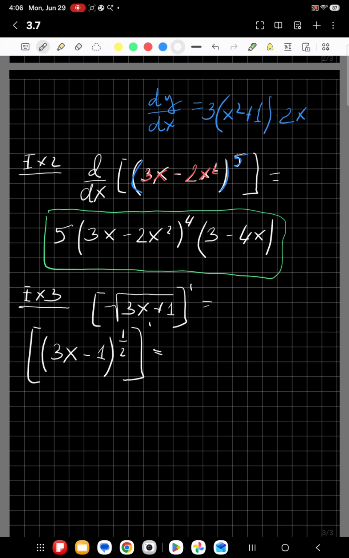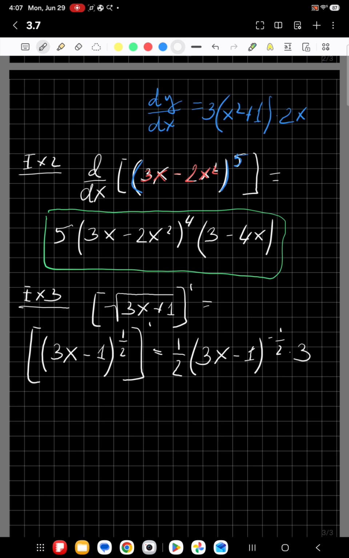Okay, so the derivative of the outside. The outside is that half, so that half will be in the front. And then we have the inside unchanged, so 3x minus 1, and then the power: I'm subtracting that 1 from that half, so half minus 1 is negative half. And then the last thing, we take the derivative of that inside. So times 3. The derivative of 3x is 3, and the derivative of negative 1 is 0.